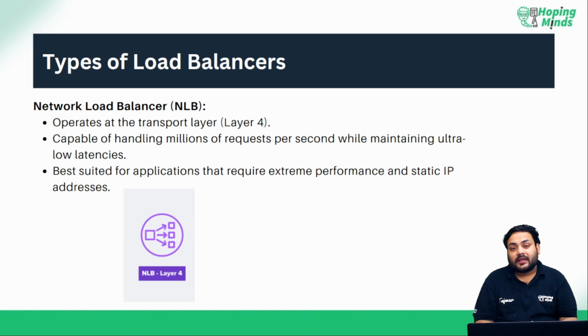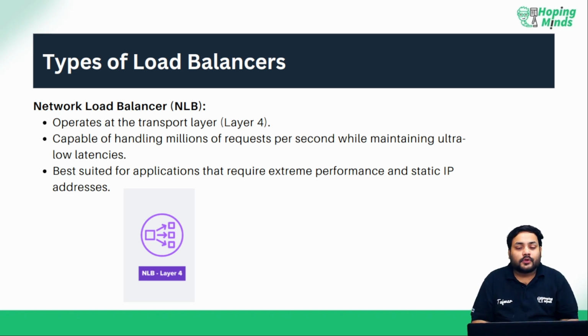Now the next one is the network load balancer. This network load balancer operates on the transport layer, which is layer 4 of our OSI model. This network load balancer is able to handle millions of requests per second while maintaining ultra-low latencies.